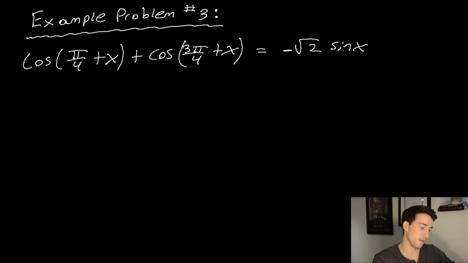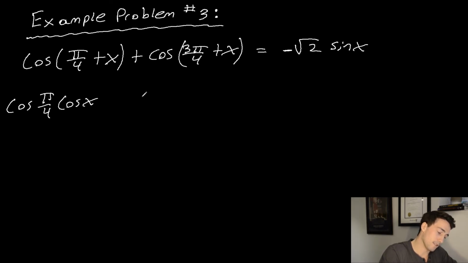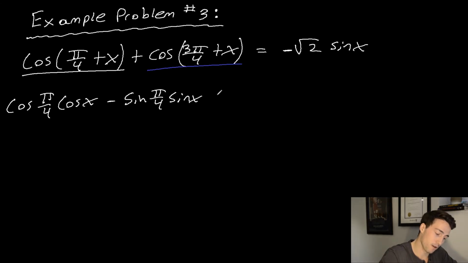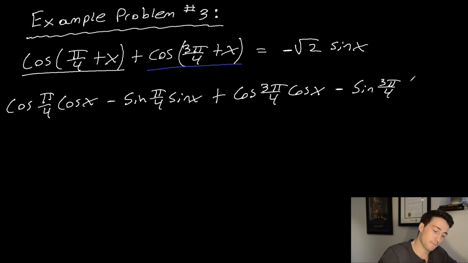So for example problem 3, we have what looks like two compound angle identities. So we have both addition formulas for cos. So I'm just going to rewrite these in terms, and I'm going to deal with the left side and I'm going to deal with the right side a little later. So it's going to be cos of pi over 4 times cos of x minus sine of pi over 4 sine of x. And then now we'll move on to this part of the equation. It's going to be a very similar thing, so it's the same addition formula. So plus cos of 3 pi over 4 times cos of x. And then now it's again minus sine of 3 pi over 4 sine of x.